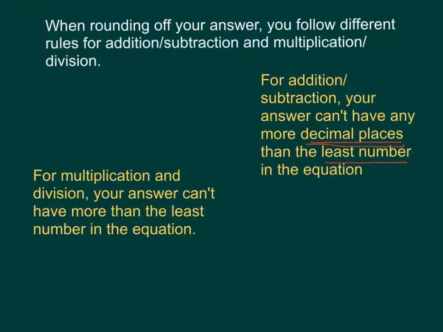For multiplication and division, you're looking at the total number of significant figures that are used in the two numbers that you are multiplying or dividing. And your answer cannot have more significant figures than the least number of one of the numbers, the factors or quotients, in the problem.